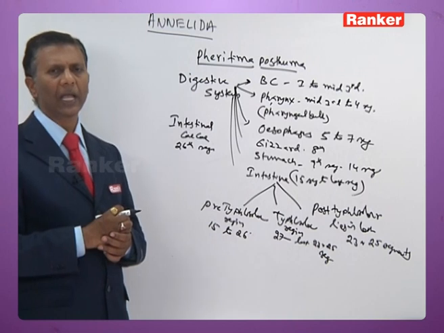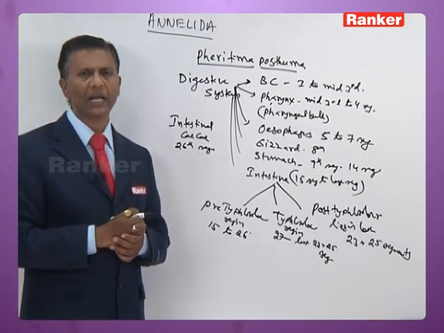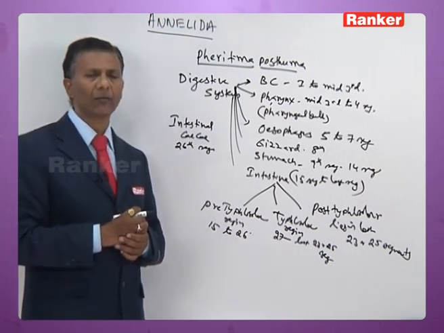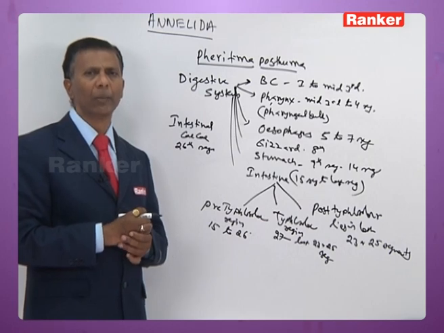Earthworm is a detritivore. It feeds on food which is abundant in humic acid.